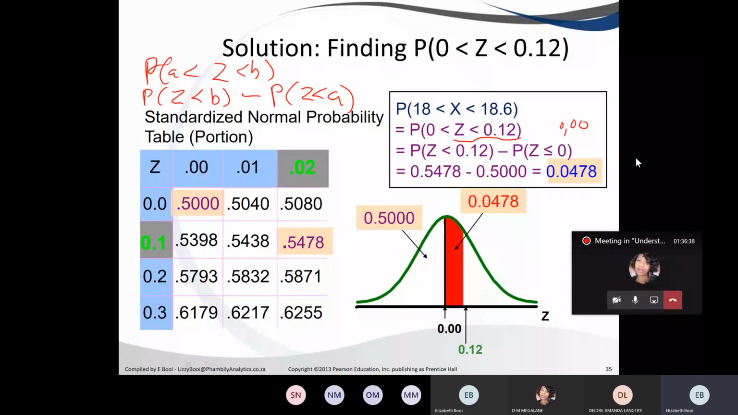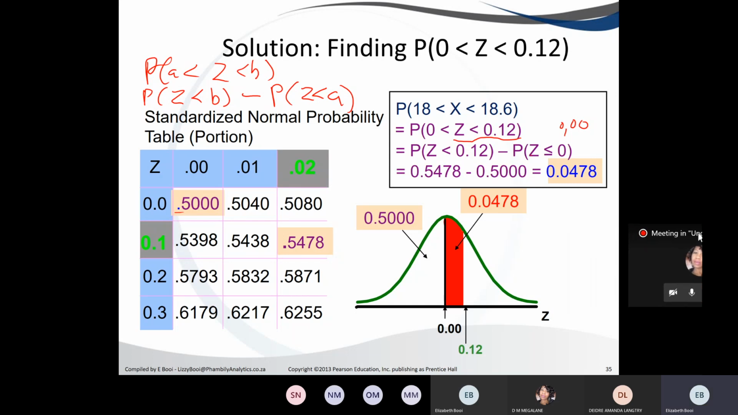Okay, let's continue. So I was explaining that we go find the probability on the B side, which is 0.12. We go find it, it's 0.5478. And we go find the probability of the A value, which is 0, which is 0.00, which is 0.50. And we subtract one from the other, and we get the probability of 0.0478. And that's how you find the probability of between.